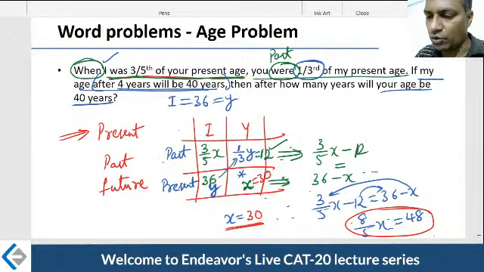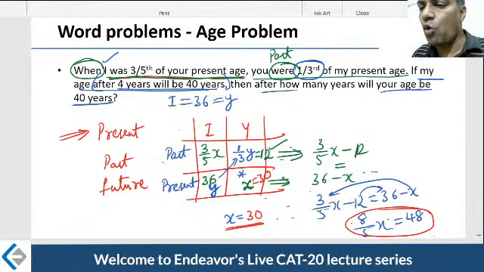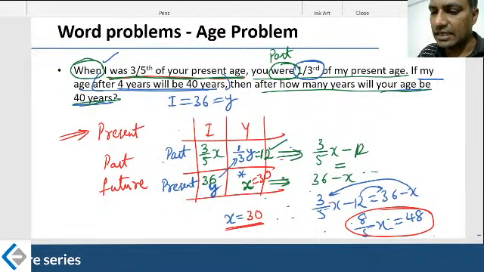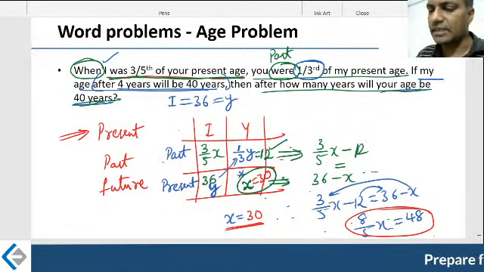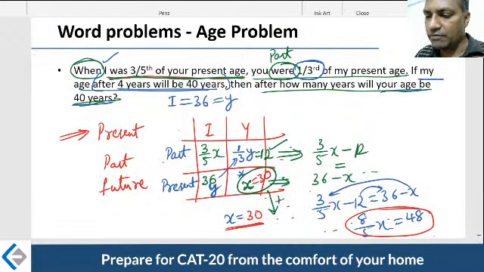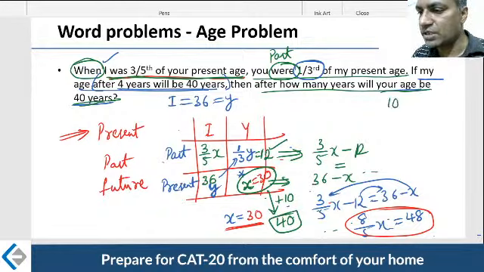Now listen to me. What was the question being asked? Now go to the question, friends. The question is asking: after how many years will your age be 40 years? Present age is 30 years. Answer: after 10 more years, the age of this individual is going to be 40 years. Therefore, the answer for this question is 10 years.